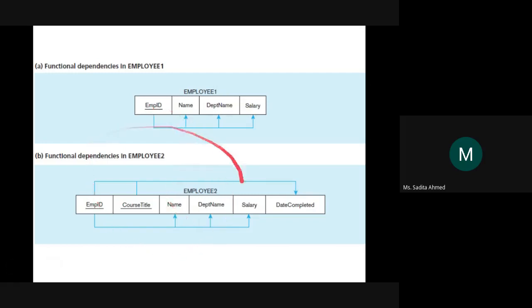In the second example here, take a look. In the second example, the second relation, employee 2. Which one is the primary key? EMPID and course title. That's right. The two of them combined together makes up the composite primary key of employee 2. Right?